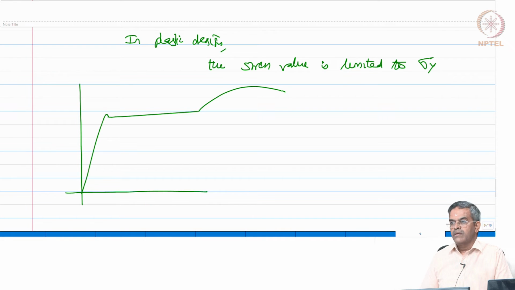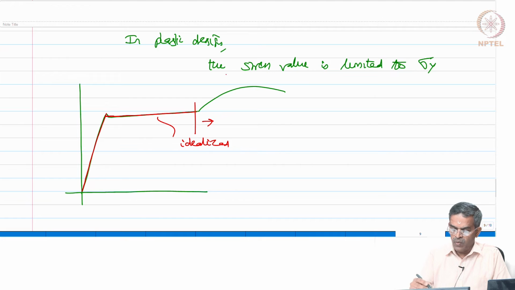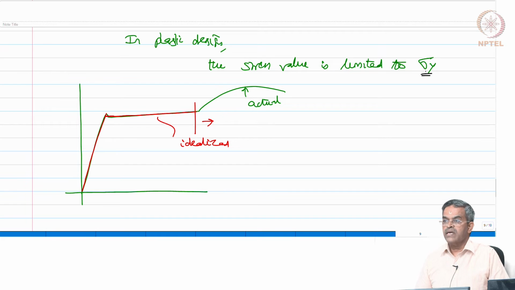Okay. So, we are talking about an idealized curve where we are not exceeding beyond this. It is an idealized curve, the red one is the idealized curve and the green one is the actual. So, the stress value is limited only to sigma y, then why do we call this a plastic design?